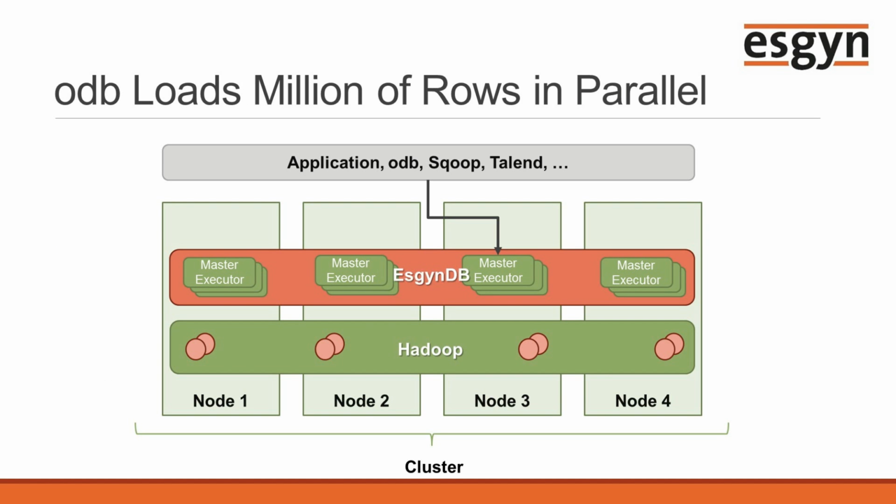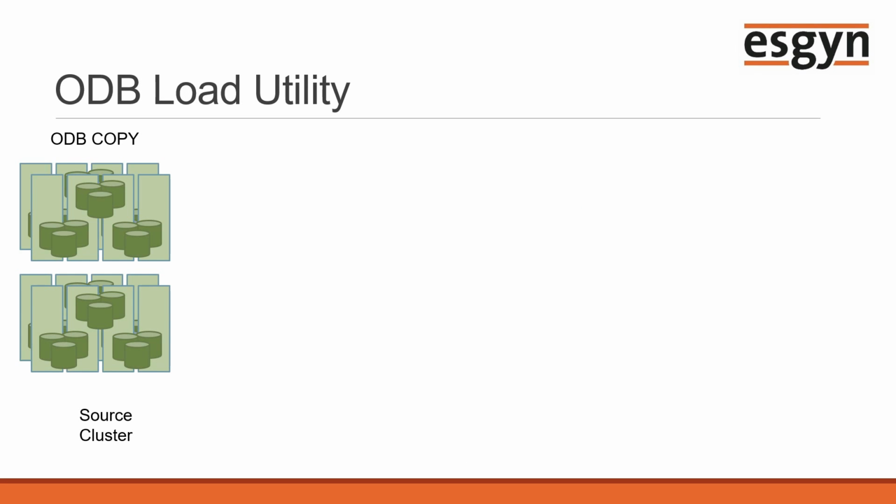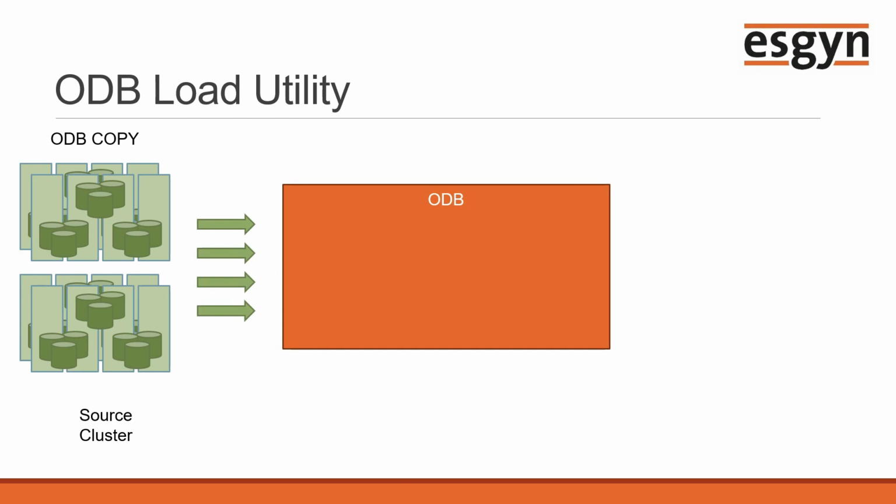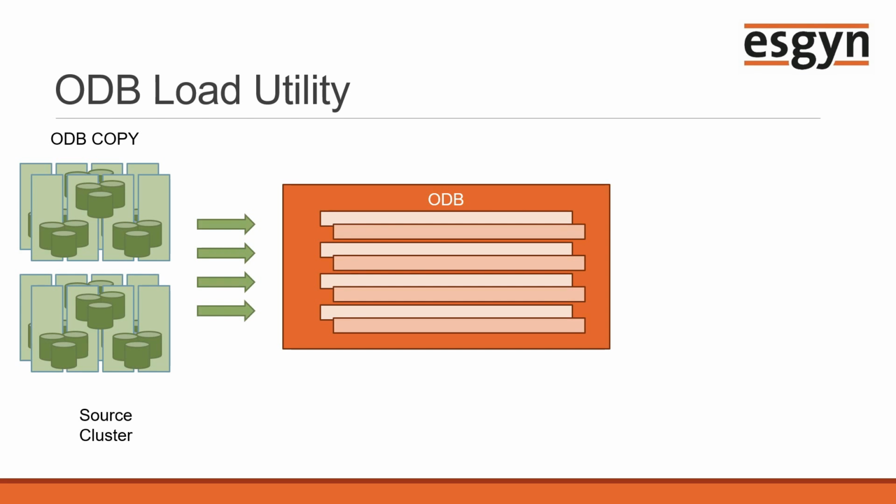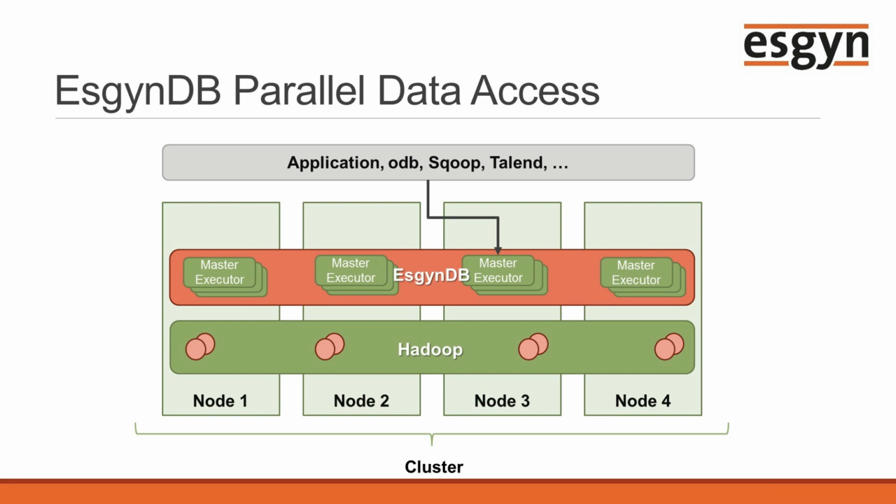The best approach for this case is to use EsgynDB's ODB utility, which uses parallel threads and connections to execute loads by sending data directly into EsgynDB over ODBC. There is no need for an interim staging space. Parallel connections work like this.